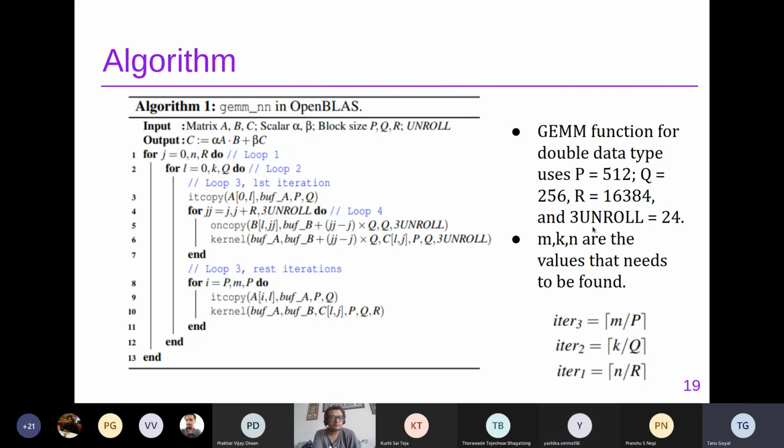And if these values are not available, the authors concluded that since it's open source, we can reverse engineer the implementation and get the values. If I may add, for example, the value of P is set so that it fits the L2 cache, and the value of R is set so that it fits the L3 cache, so that the calculation gets optimized.